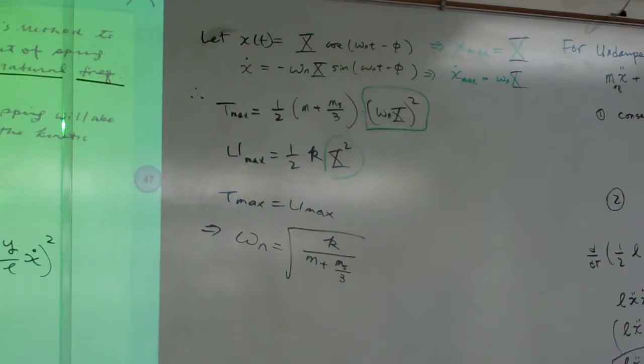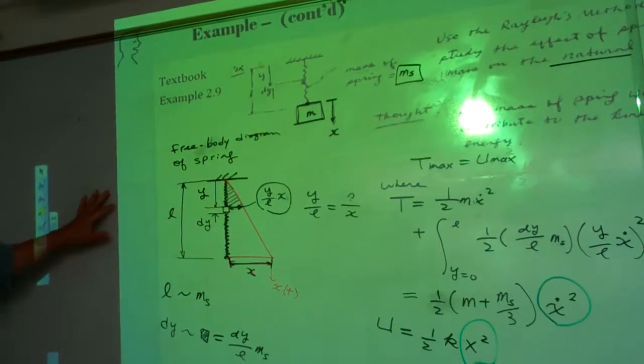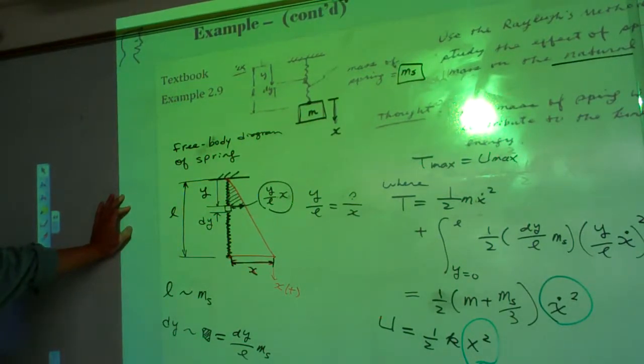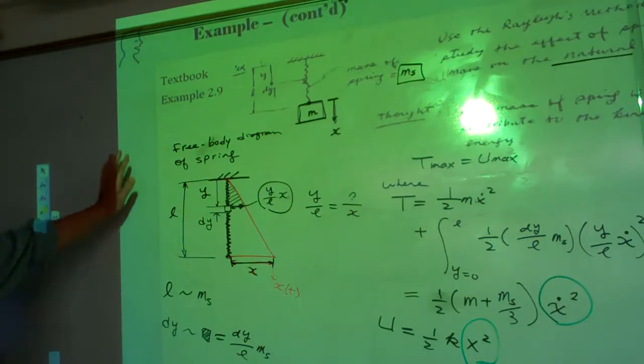So that is this kind of interesting problem. Our textbook provides a very detailed explanation, spending a couple of pages, but that is pretty much covered here.